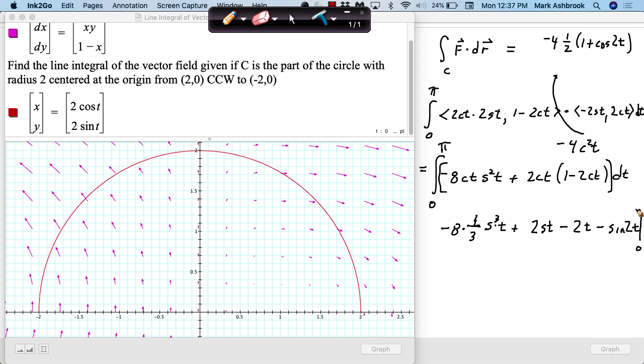And then we're going to evaluate from 0 to pi. Hopefully we get lots of zeros here. So at pi, that's 0, that's 0. We'll get negative 2 pi, and that's 0. So at pi, this whole thing is just negative 2 pi. At 0, 0, 0, 0. Answer? Negative 2 pi. What we expected? Right, we expected a negative line integral because we're going against the vectors most of the way.